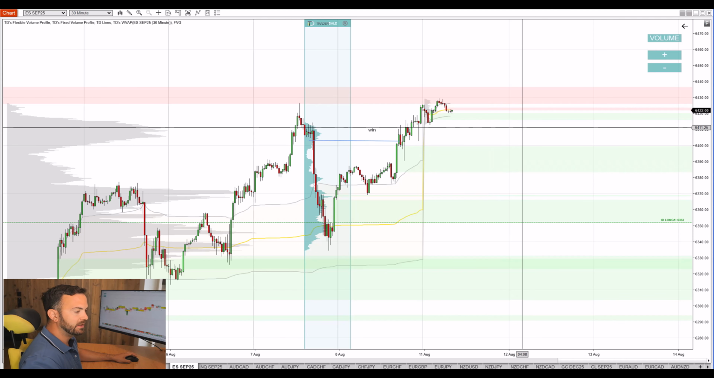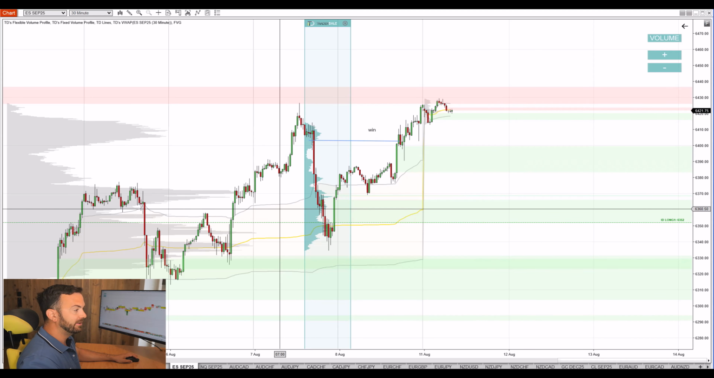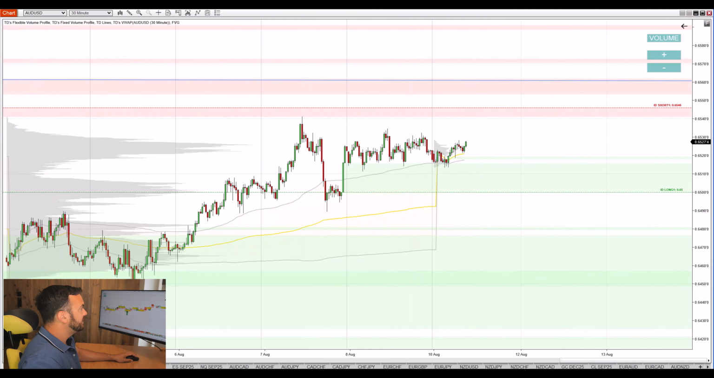Now let me go to the Australian dollar, US dollar, and there is the same setup. So let me show you. So this is the Australian dollar, US dollar, 30-minute chart, and right here, this is a strong rejection of lower prices, right? Because the price went aggressively downwards, then turned and went aggressively upwards.